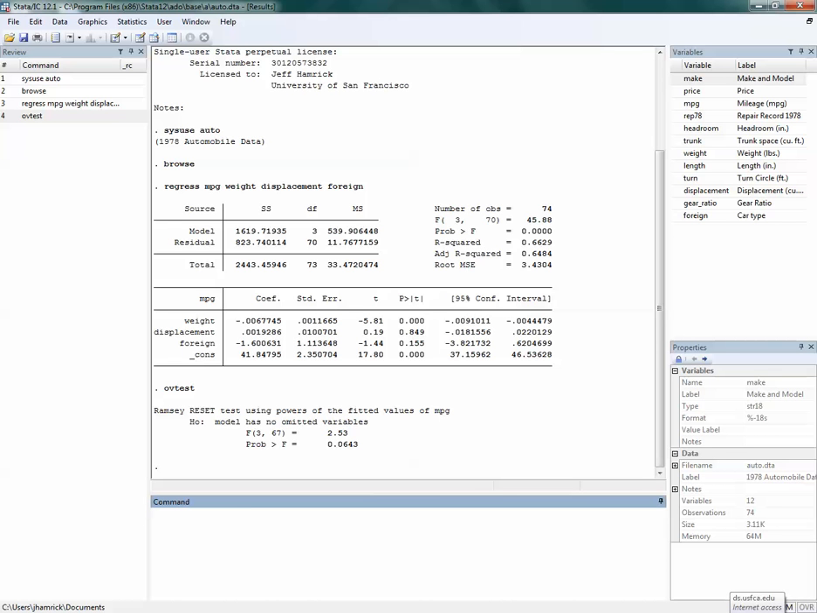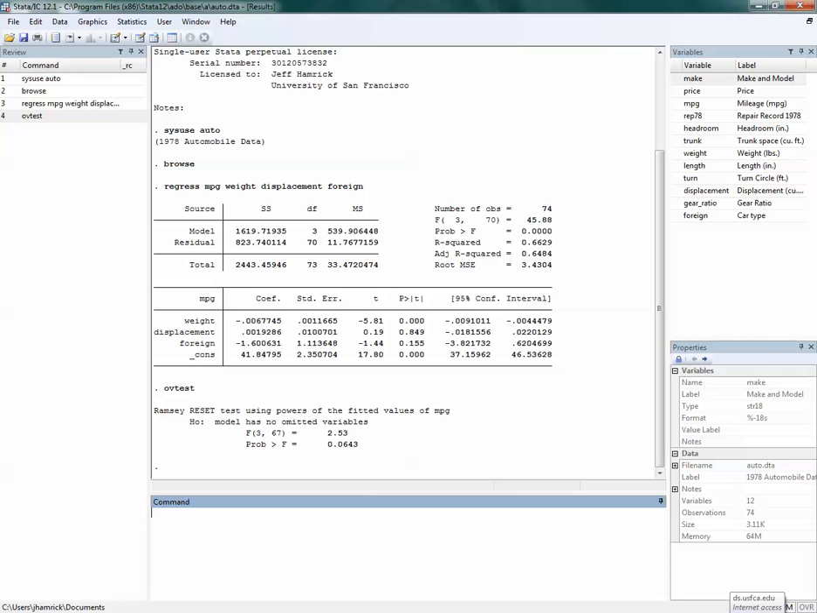So what this approach suggests is that powers of weight, displacement, and foreign, that is the second, third, and fourth powers of weight, displacement, and foreign, do not jointly add all that much additional explanatory power to the model. So maybe it's not worth considering adding them to the model. Okay? Where does the F statistic get its numerator and denominator degrees of freedom from? Well, the reason for that is as follows.